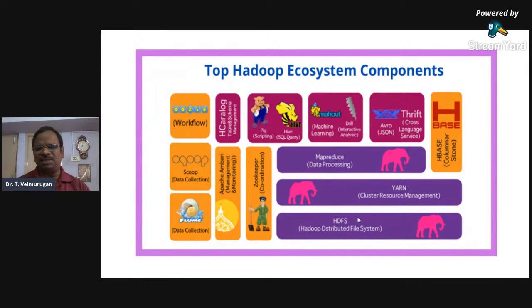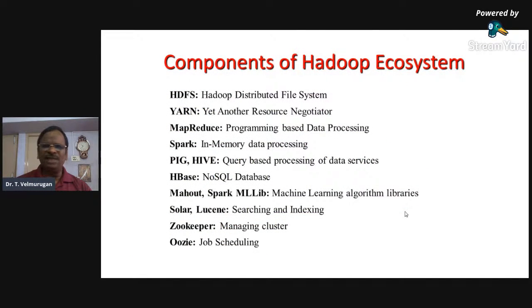Actually, this is called cluster resource management. How the clusters are carried out, how the clusters are processed by means of this Hadoop ecosystem. This is the main study about Yarn. What are the different components in the Hadoop ecosystem? HDFS, Yarn, MapReduce, Spark, Pig, Hive, HBase.